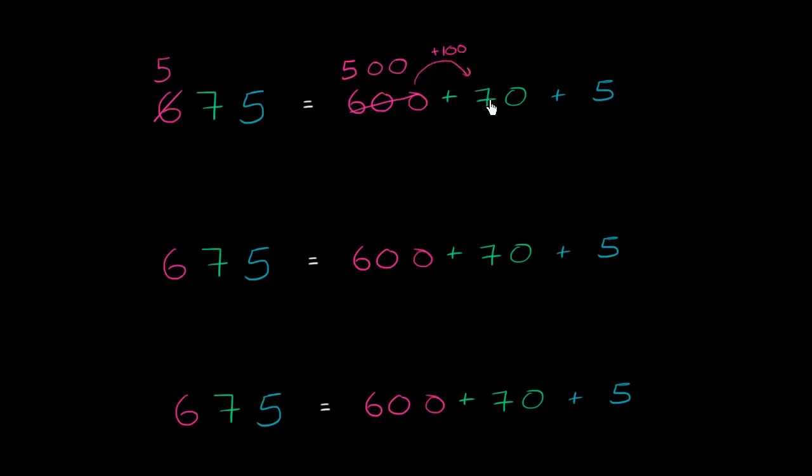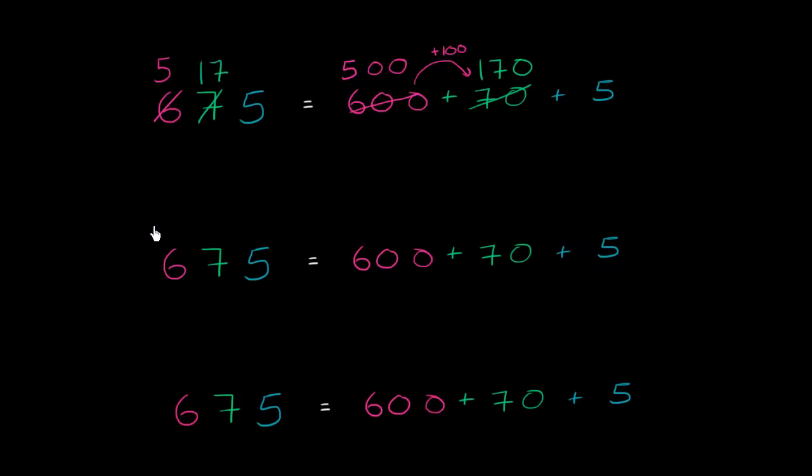Now, if you give 100 to the tens place and you already had 70 there, what's it going to be equal to? Well, it's going to be equal to 170. How would we represent that as tens? Well, 170 is 17 tens. So we could just say that 7 becomes 17.